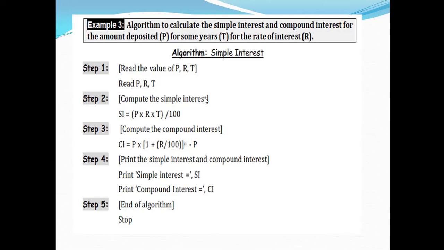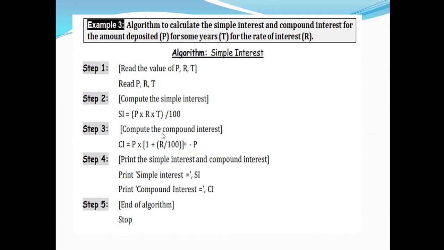In the second step, we are going to calculate the simple interest. This comment says that we are going to compute the simple interest. And the formula for simple interest is P into T into R by 100. SI is equal to PTR by 100. So this will calculate the simple interest.